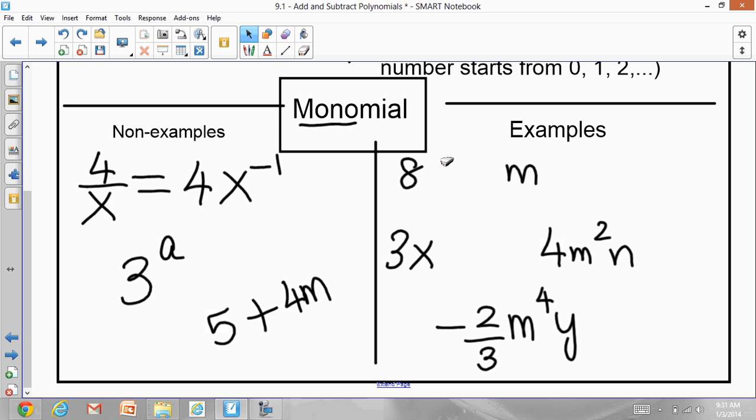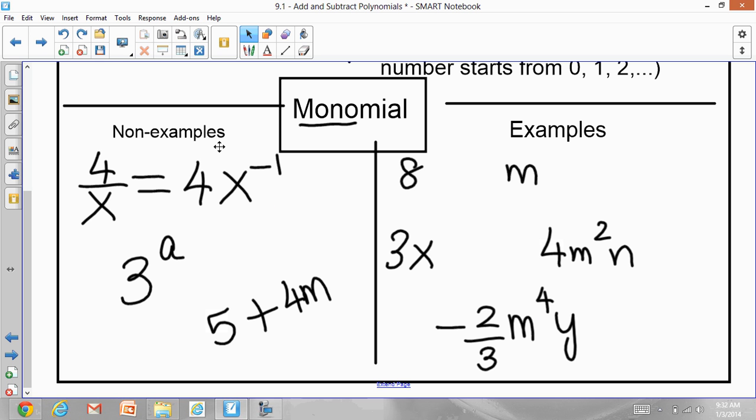So a monomial in this case just has a number, or just the variable, so they are fine. The product of a number and a variable is fine. The product of number and variables is fine. And the number may be negative, but the exponent has to be positive. The exponent can start from 0, 1, 2, and so on. The exponent cannot be a negative exponent.